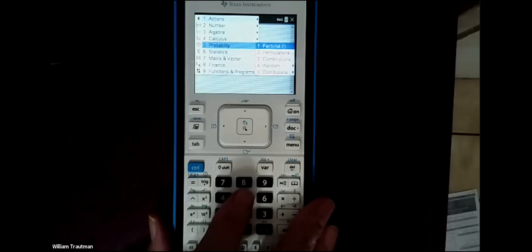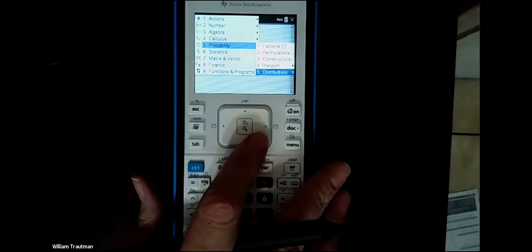Okay, good. Menu, number 5, probability, and then number 5 again. So we're going menu 5 and then 5 again: probability, then distributions.